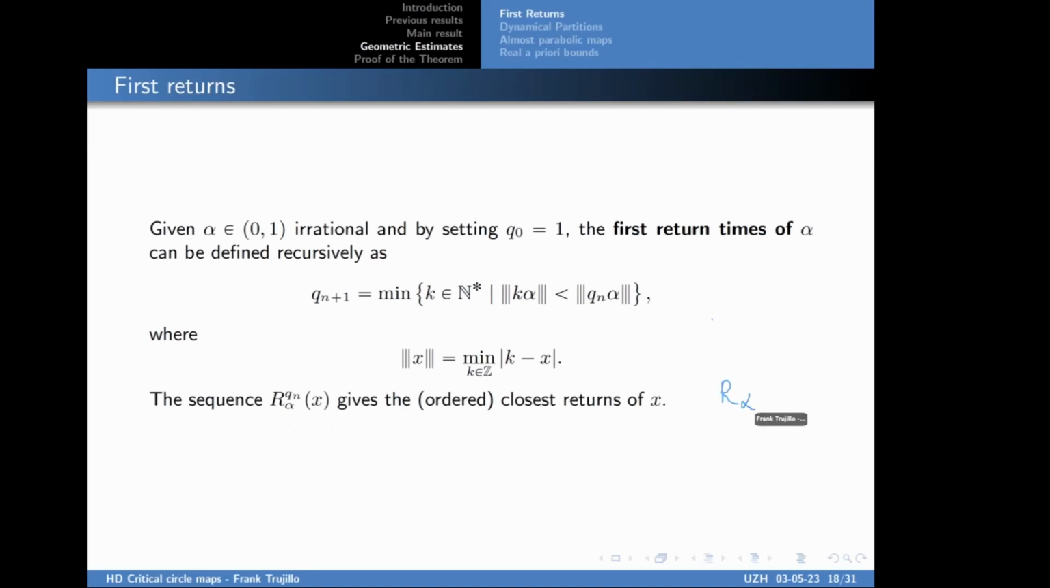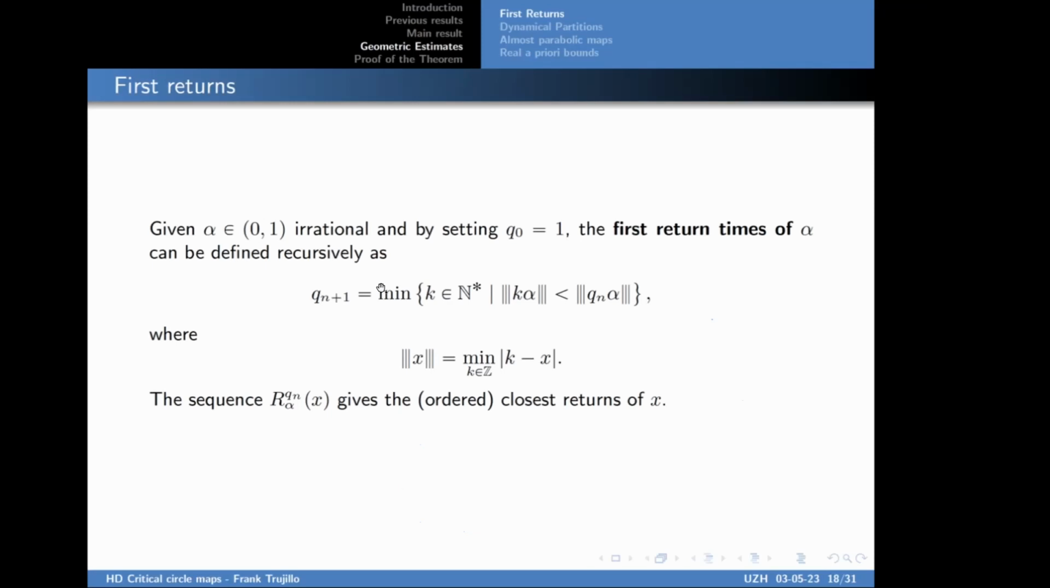Okay. And just something that one has to show, but it's very well known, is that these closest returns appear one to the left and one to the right of my point. So if my first return was here, my second one appears on this side, the third one appears on this side, and so on. So these first returns play a very important role in the theory.